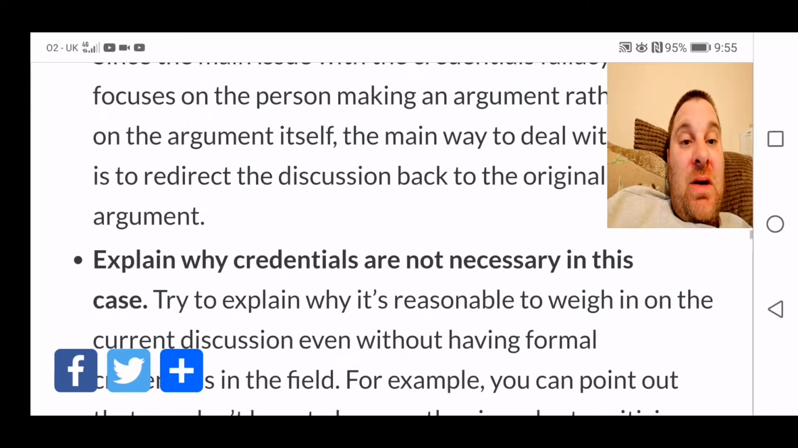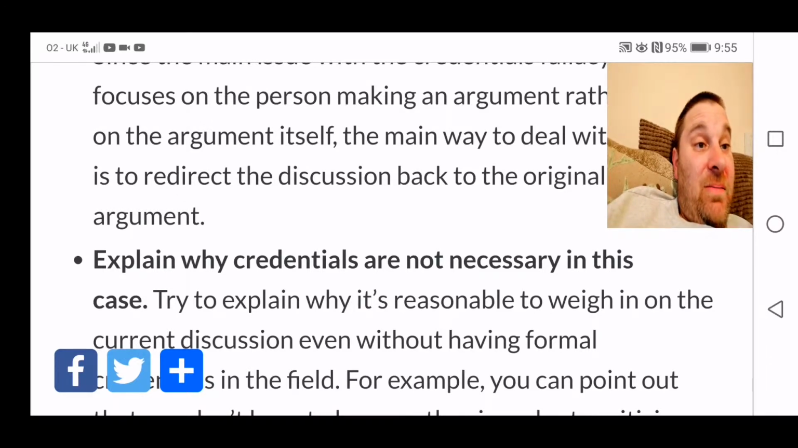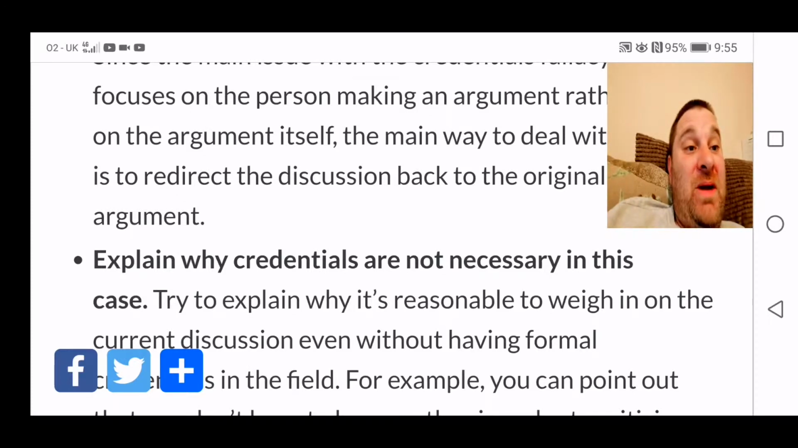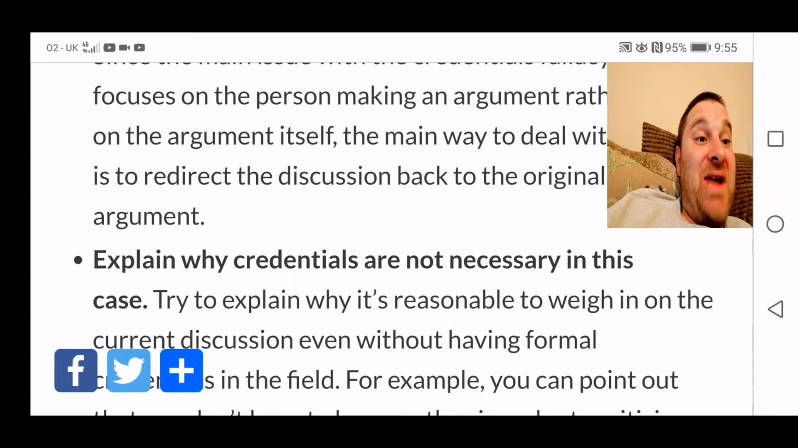Explain why credentials are not necessary in this case. I've said that to you, that they'll probably say, oh, well, you're not a scientist. You ain't got a PhD, you ain't a scientist, all this sort of stuff, you know what I mean? You don't need to have any credentials to be able to be a scientist. Science, like I keep saying, doesn't belong to any institution or any government or anything or anybody else. It belongs to everybody. It belongs to the individual. Yeah?